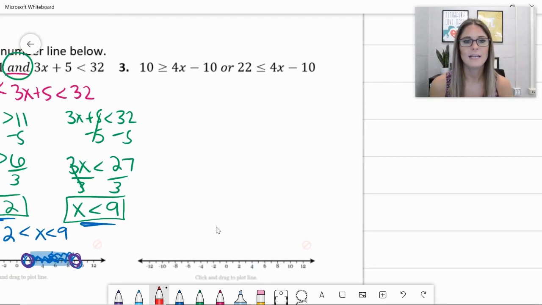Number 3 is 10 is greater than or equal to 4x minus 10, or 22 less than or equal to 4x minus 10. So when I finish, my graph should be going opposite directions. Okay. These are already separated. They cannot be shoved together. I'm going to put that here.